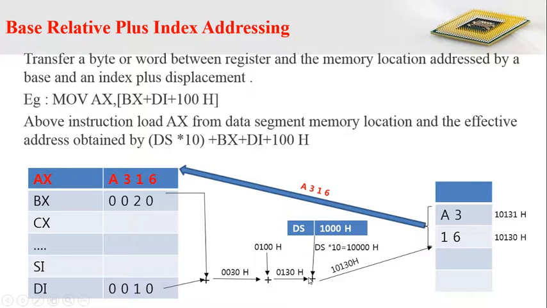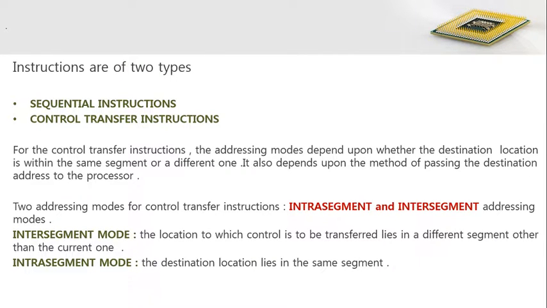Add this sum value with the multiplied 10000 and get a 20-bit exact physical address as 10130H. This is the exact memory location in the 1 MB memory of the 8086, from where we can transfer 16 bits of information to our destination AX register. This 16 is transferred to the lower byte of AX, and this A3 from the 10131 address location is transferred into the higher byte of AX. Okay. So all these are different addressing modes.